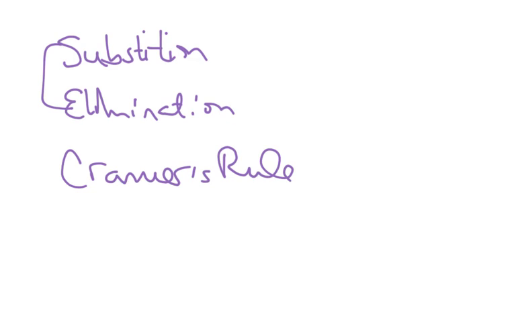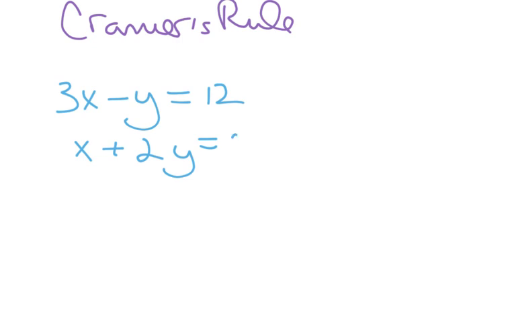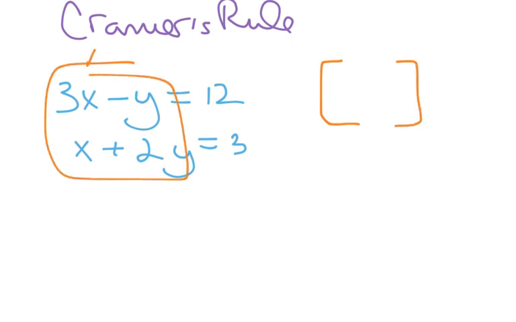But Cramer's rule, something a little different. First off, for Cramer's rule, it must be stacked up. So I'm going to make this problem, just making it up as I go here. I could use elimination, except I told you that we're going to use Cramer's rule. So you set your matrix up using the coefficients. So this would be considered A, using the coefficients here. So it's 3, negative 1, 1, 2. That's matrix A.